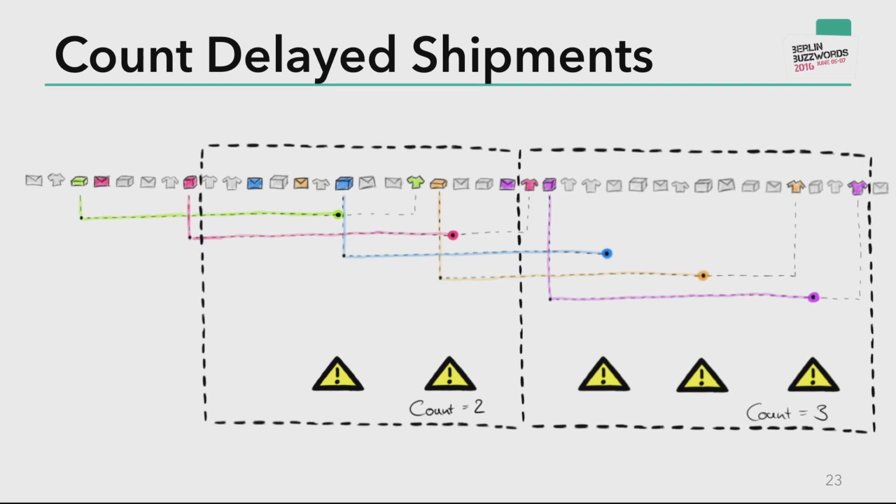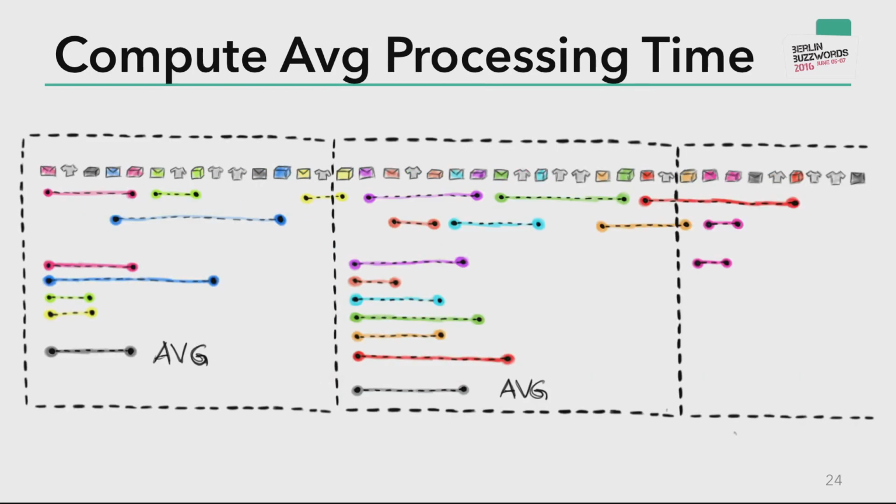Here in our example, we see that on the first day we have 2 delivery warnings, which means that 2 deliveries were delayed. And on the second day, we see that we have 3. So it's basically counting the results of the CEP, the delivery warnings. Another interesting metric for a business could be the average processing time. So how long does it take from receiving the item to processing it and giving it to the delivery service on average?